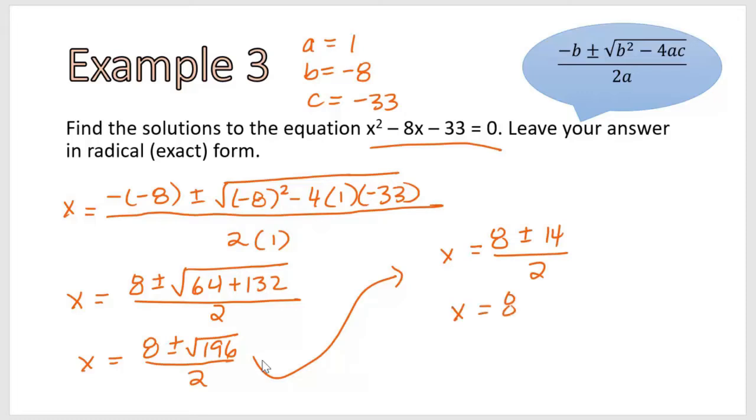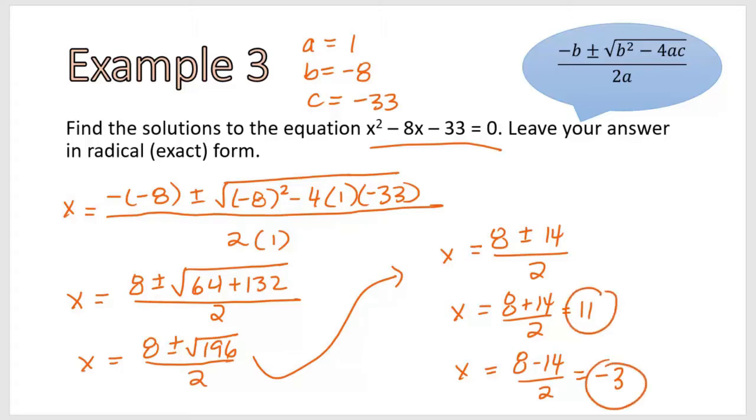So x is equal to 8 plus 14 divided by 2, or x is equal to 8 minus 14 divided by 2. 8 plus 14, all divided by 2, gives us 11, and 8 minus 14 divided by 2 is equal to -3. So our answers are rational numbers. In fact, they're integers. And recall that a rational number is just a number that can be written as a fraction where both the numerator and the denominator are integers. So all integers themselves are also rational numbers.